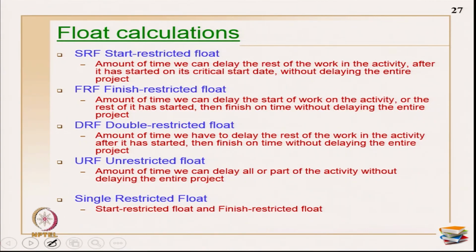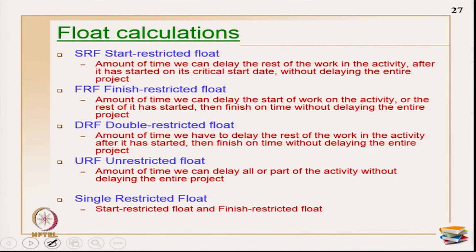Okay. And next is FRF, finish restricted float. It is the amount of time we can delay the start of work on the activity, or the rest of it after it has started, and still finish on time without delaying the entire project. Here, for example, if FRF is 0, it implies the activity is finish critical. If SRF is 0, it implies the start of the activity is critical. Okay. DRF, double restricted float, is the amount of time we can delay the rest of the work in the activity after it has started, and then finish on time without delaying the entire project. Here only the start is critical, the finish is critical, and the activity as such is not critical.